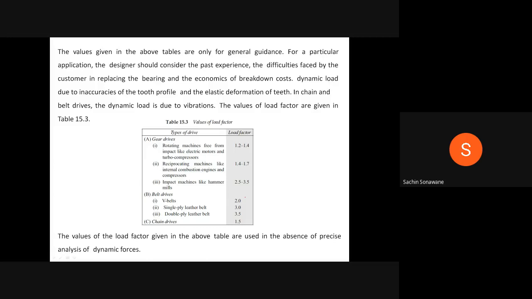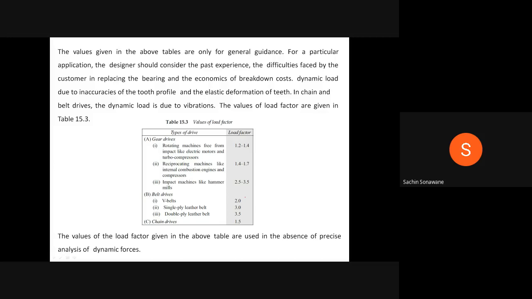The values of load factor are given in table 15.3. Therefore, table 15.3 values of load factor. First column is types of drive, second column is load factor. Therefore, gear drives, in that first rotating machines free from impact like electric motors and turbo compressors 1.2 to 1.4. Second, reciprocating machines like internal combustion engines and compressors 1.4 to 1.7. Third, impact machines like hammer mills 2.5 to 3.5.